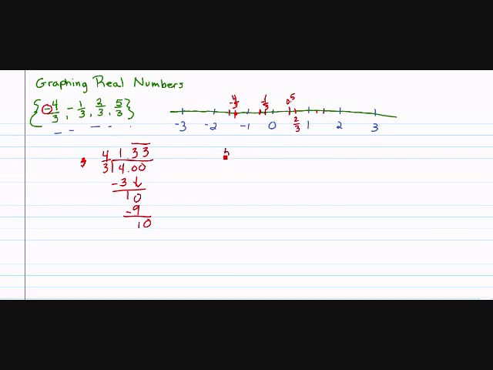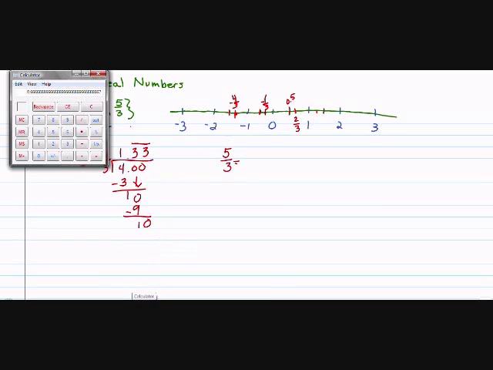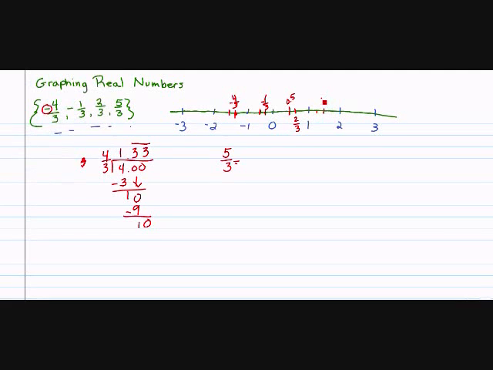Now let's take a look at 5/3. Remember I told you when the numerator is larger than the denominator, it's going to be after 1, and we have to divide to make sure where it's at. So if I said 5 divided by 3, that would give me 1.66, so I know it's between the 1 and the 2. And this would be 1.5, so 1.6 would be about right here, or 5/3. These are all rational numbers.